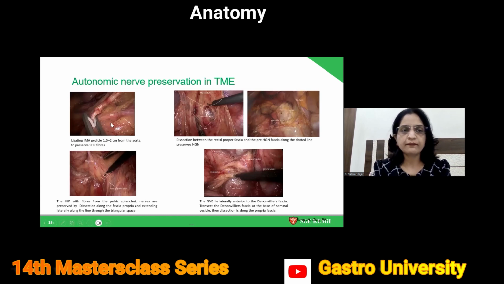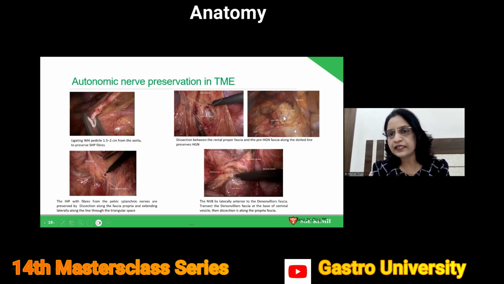So once again I am repeating, this is the ligated IMA pedicle, and this is the superior hypogastric plexus. This is the mesorectum. These are the hypogastric nerves, and this is the pre-hypogastric nerve fascia. So the dissection should be just behind the rectum, pushing this fascia and nerves posteriorly.